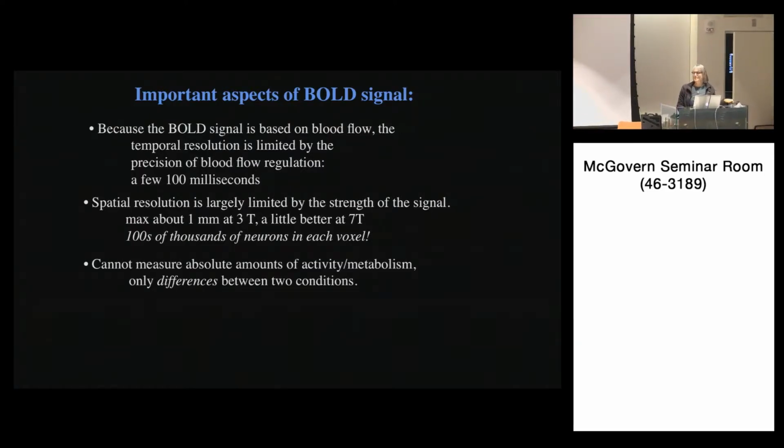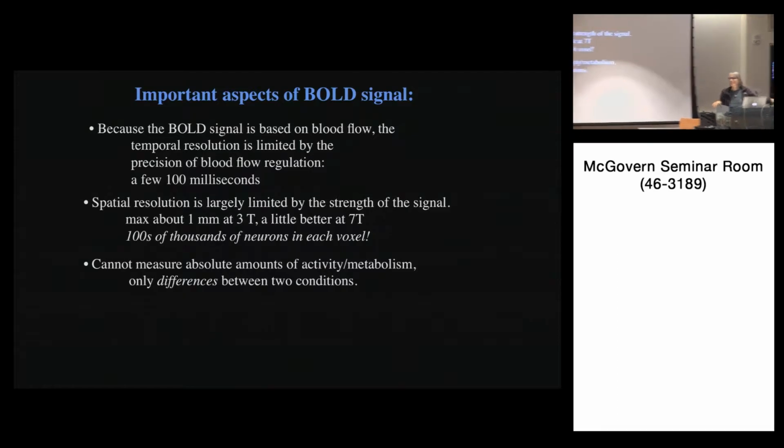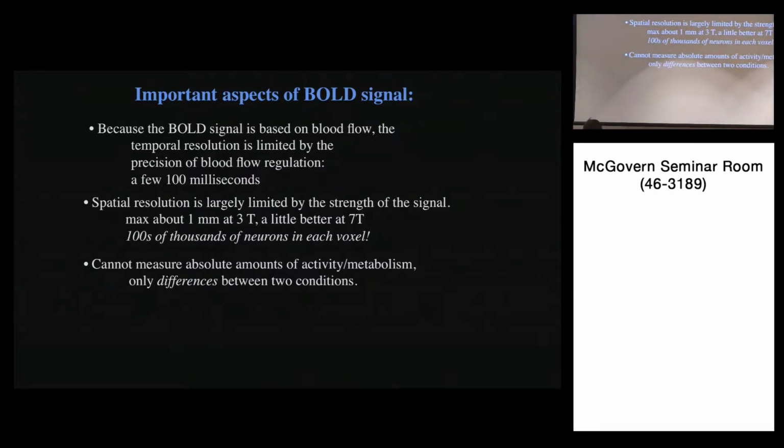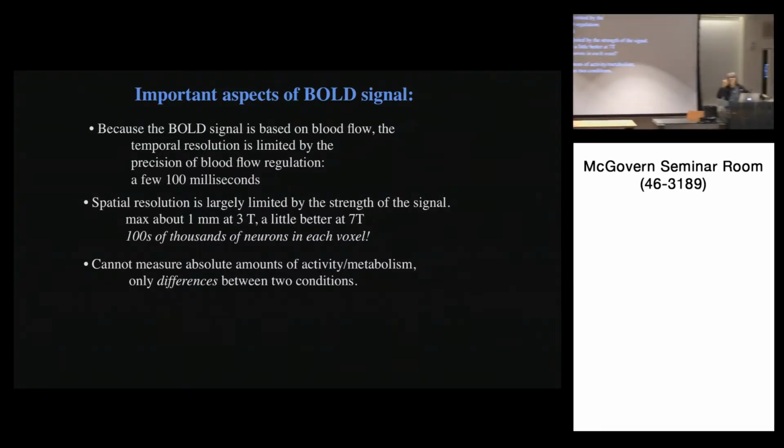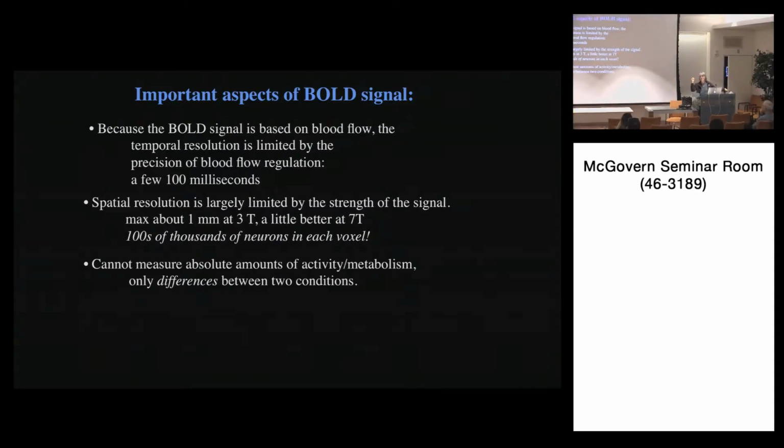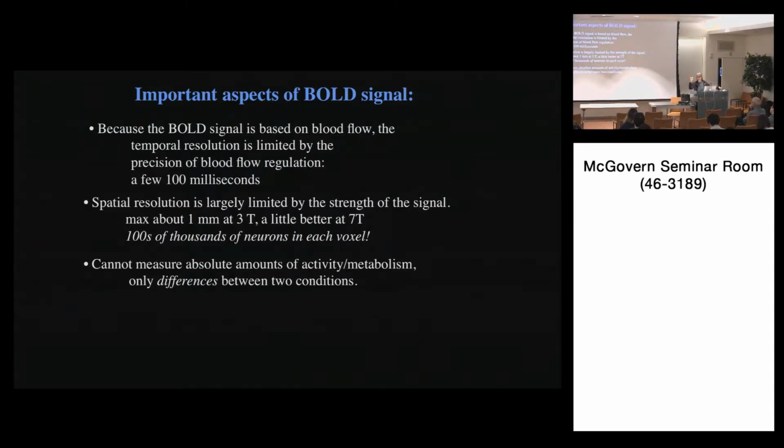So, other dirty secrets of functional MRI. We can't measure absolute amounts of neural firing or metabolic activity. We just get some pretty arbitrary number, like 623, which is utterly meaningless except in comparison to some other task. So everything to do with functional MRI entails comparing the MRI response in one condition to another condition.